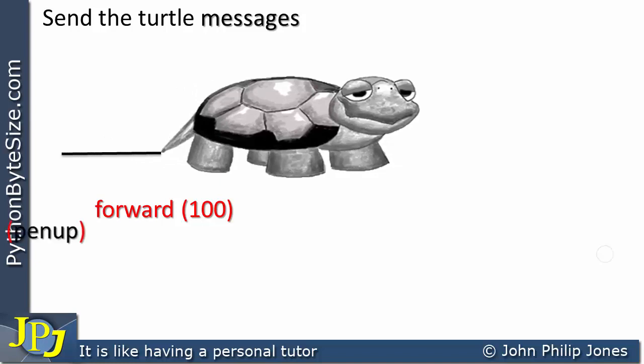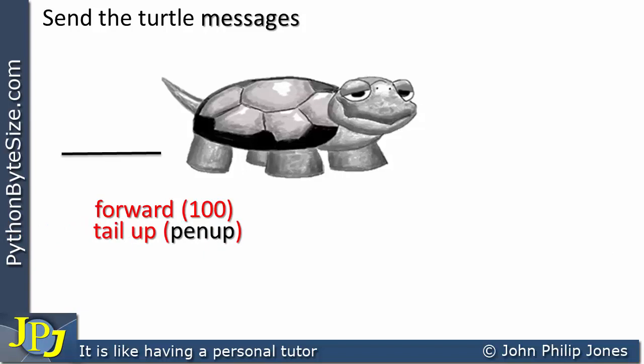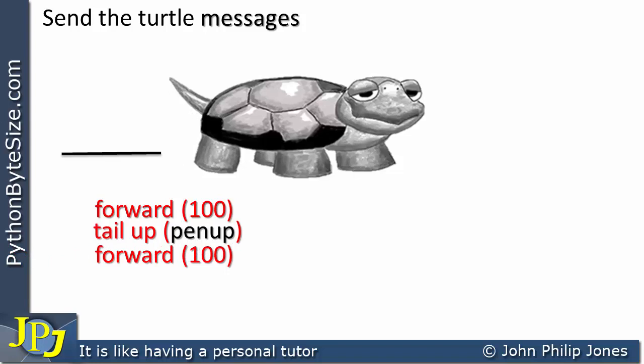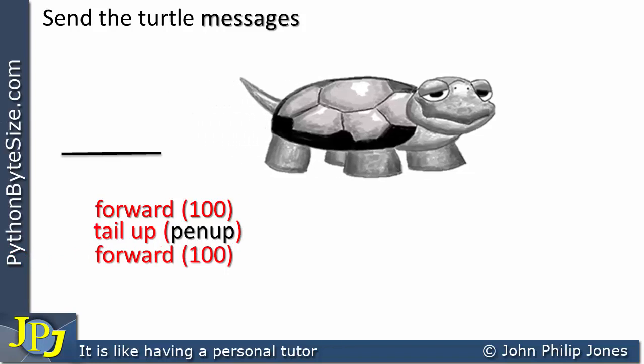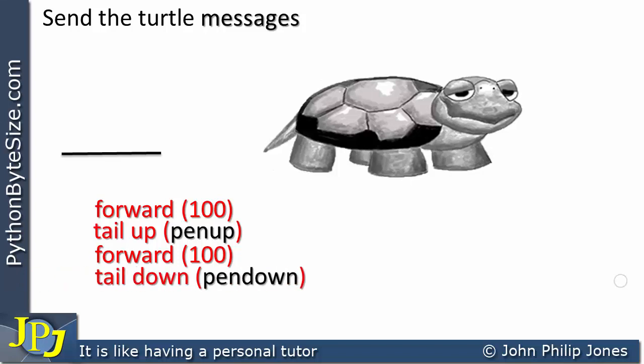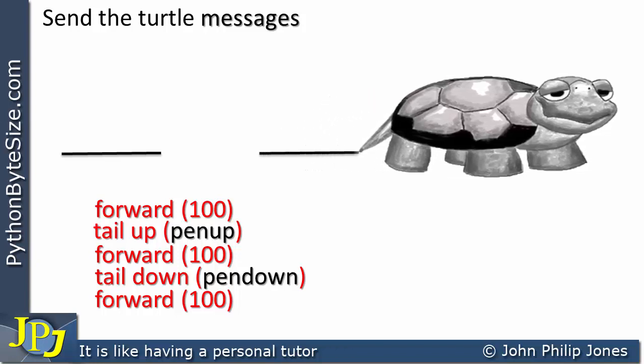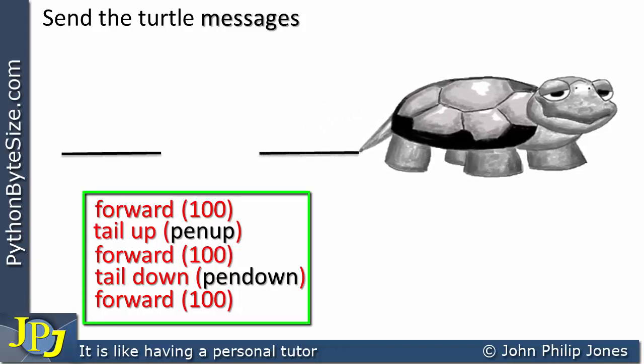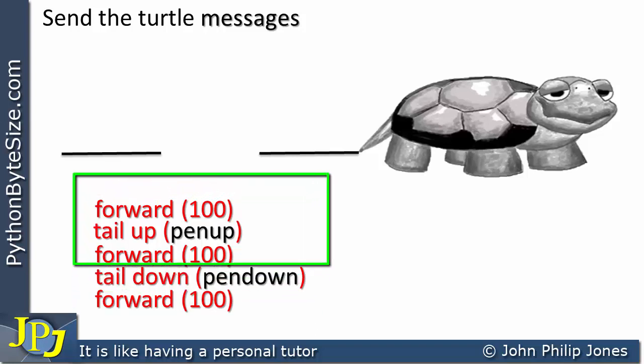We can now send another message to the turtle to tell it to lift its tail up, and we can see that's precisely what it does. We'll now send it another message which tells it to move forward 100 pixels, and it does that, but of course it doesn't draw any line on this occasion because the tail is up. We can now send another message telling the turtle to put its tail down, and we can watch that happen. And now we can send another message which tells the turtle to move forward 100 pixels. So it does that and it draws a line. Now what these series of messages have done here is allowed the turtle to draw a dotted line.